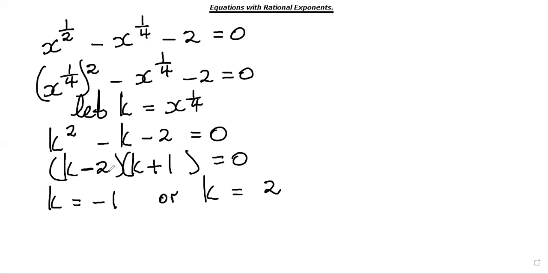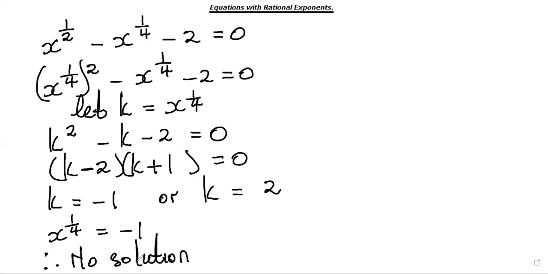But what is k? Well, k is x to the quarter, and we say this is equal to -1. But now here we see there is no solution. There is no value of x, which if we take and raise it to an even power, will result in a negative answer. No. Right. Then let's focus on the last part.